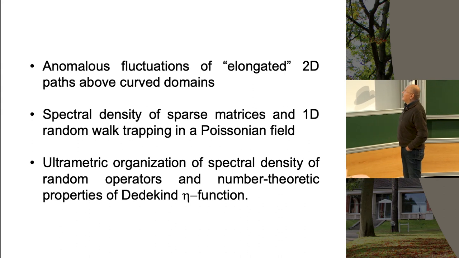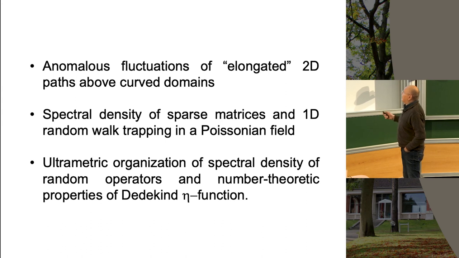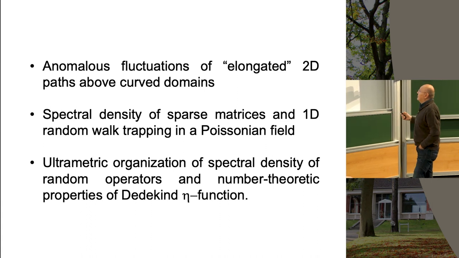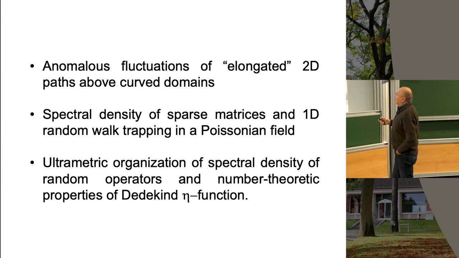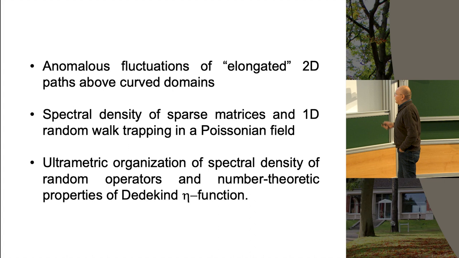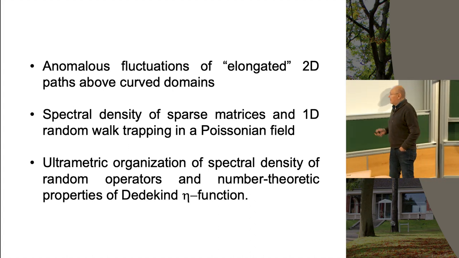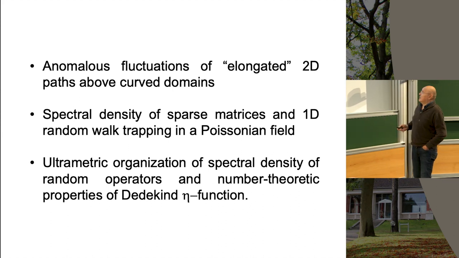I will start with anomalous fluctuations of random walks, and then I will try to show that there might be some relation with spectral density of sparse random matrices, and finally I will end up with a more detailed description of spectral density in terms of some modular functions like the Dedekind function. So let us go step by step.